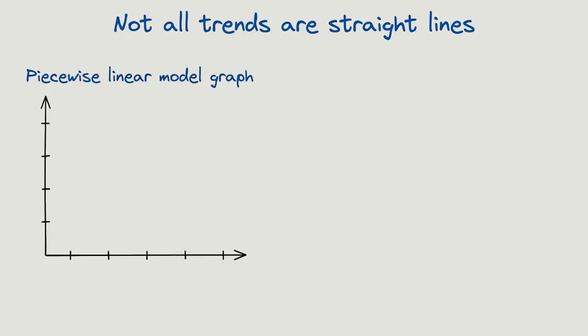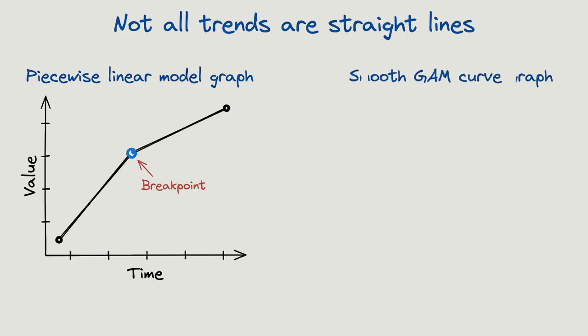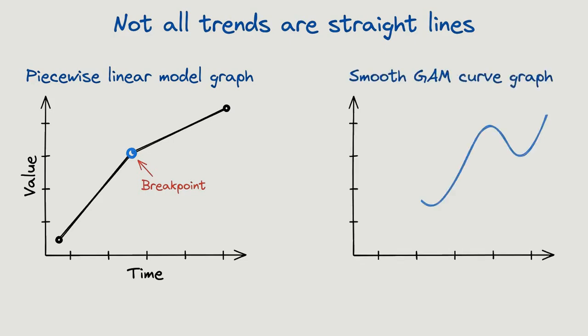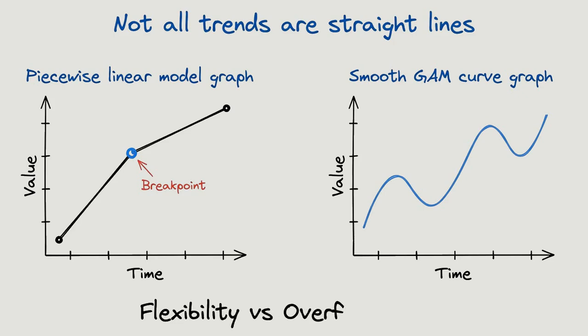Not all trends are straight lines. Climate change can accelerate, slow, or shift. Piecewise linear models allow different slopes before and after a breakpoint. Smooth models, like generalized additive models, let the data estimate a curve rather than a single slope. These tools are powerful, but they trade simplicity for flexibility, and flexibility increases the risk of overfitting. Interpretation must stay front and center.